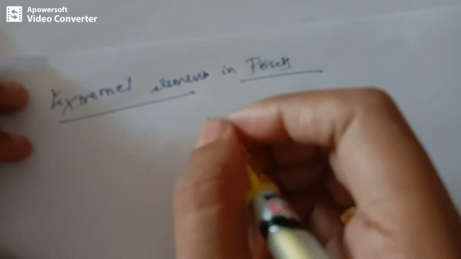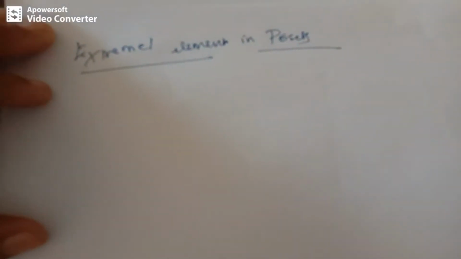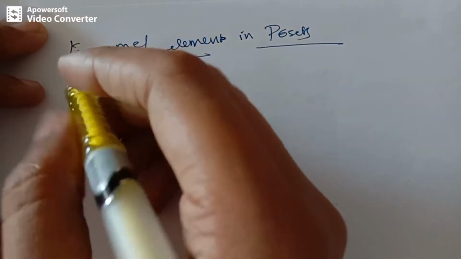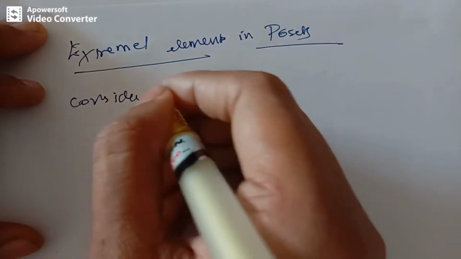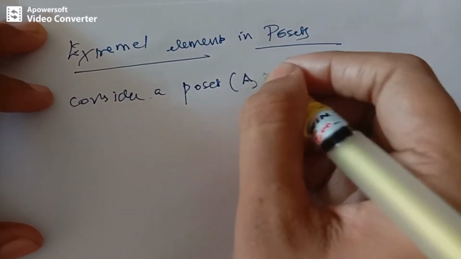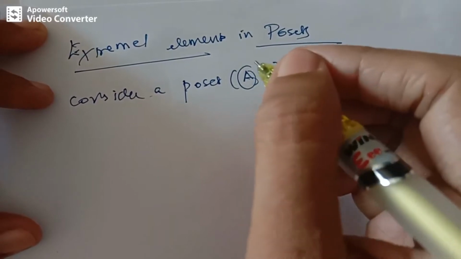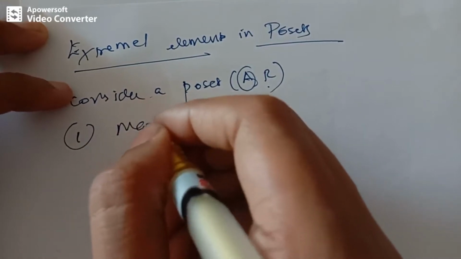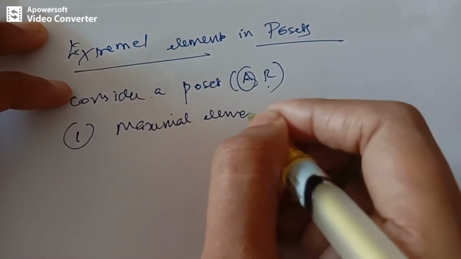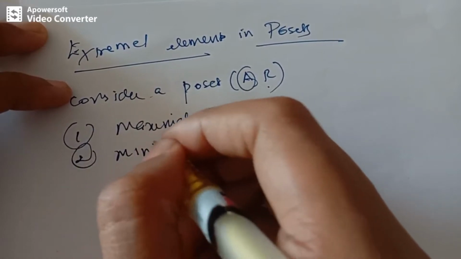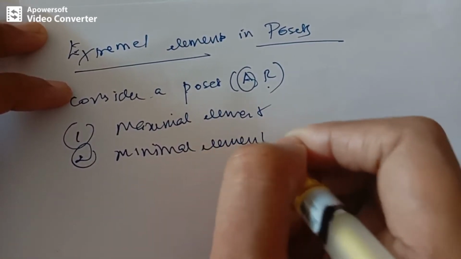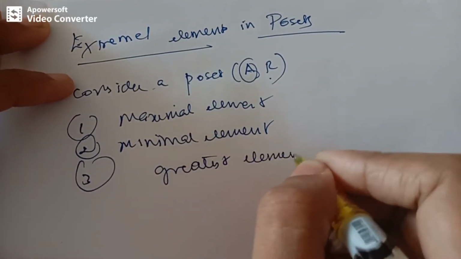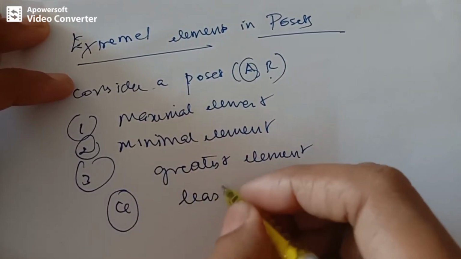So basically, by this definition, you know that we have to consider what is called a poset. Let's consider a poset in the form (A, R), that is, the set A over the relation R. So what can we say about the extremal elements? We have what is called a maximal element, a minimal element, and then a greatest element and a least element.